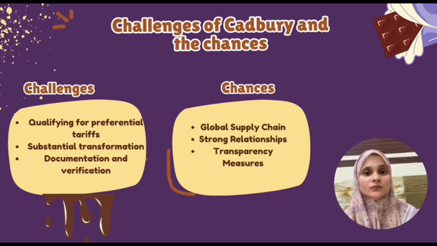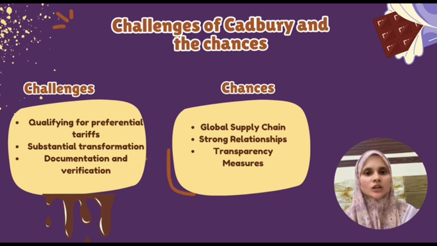Next is chances for Cadbury overcoming rules of origin challenges in Malaysia. Despite the challenges posed by rules of origin, Cadbury has a good chance of successfully navigating the import process into Malaysia. Firstly, global supply chain. Cadbury has a well-established global supply chain with experience in complying with various trade regulations. They can leverage this experience to adapt their manufacturing process to meet Malaysian FTA requirements.